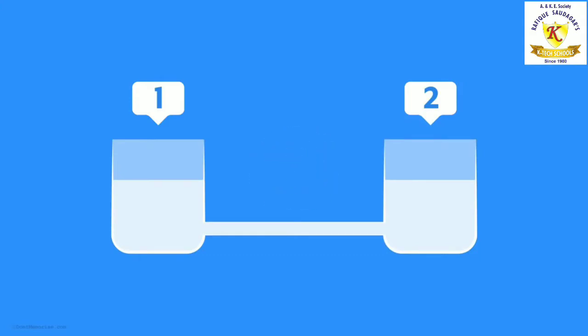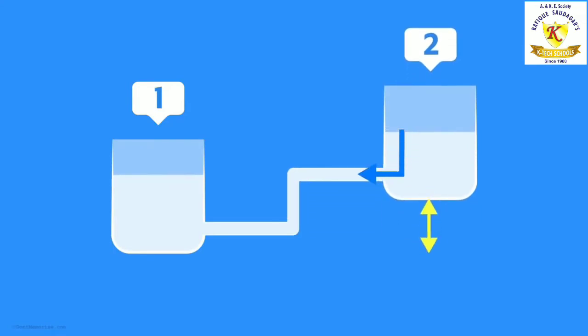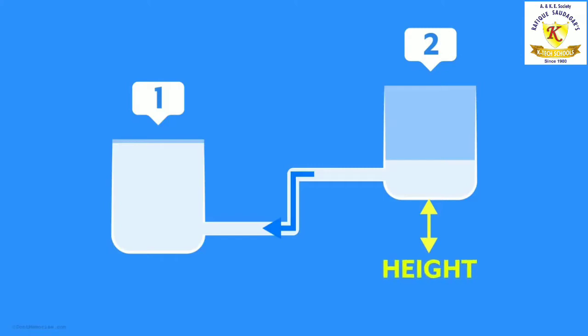Okay, it's easy. One of the things you could do is raise the height of the second beaker. Once it is raised to a height, the water will flow from beaker 2 to beaker 1. What exactly happened here? What was the factor that made the water flow? In simple terms, the factor was height.